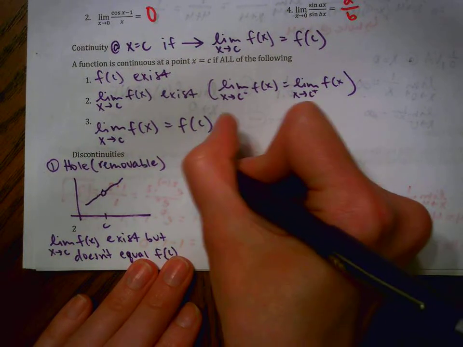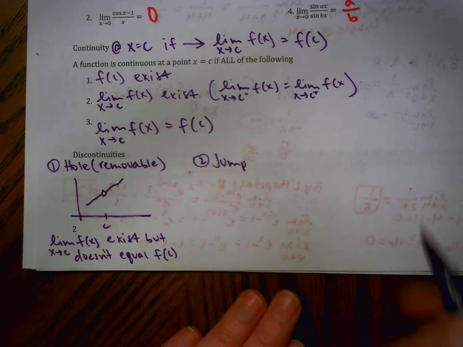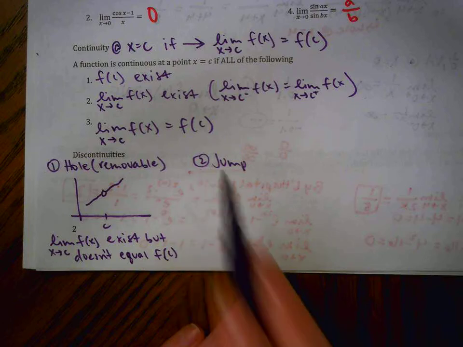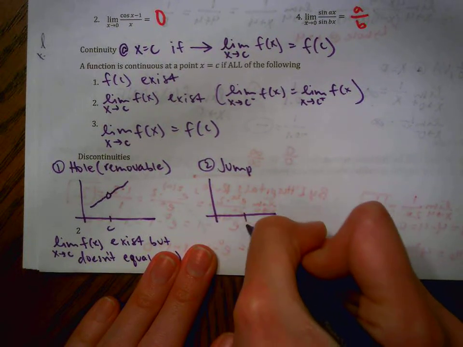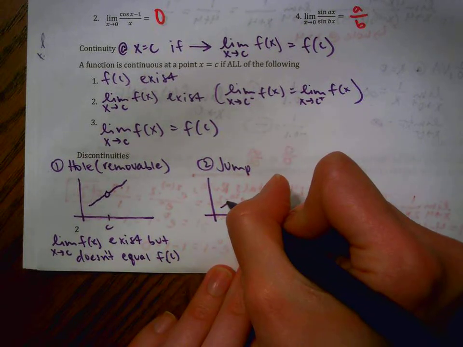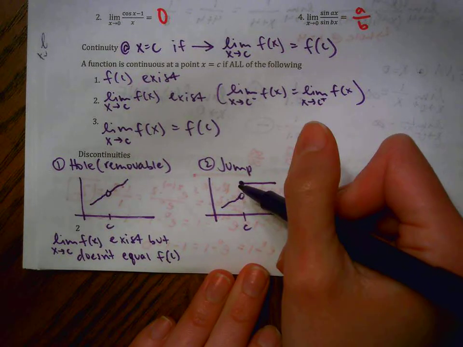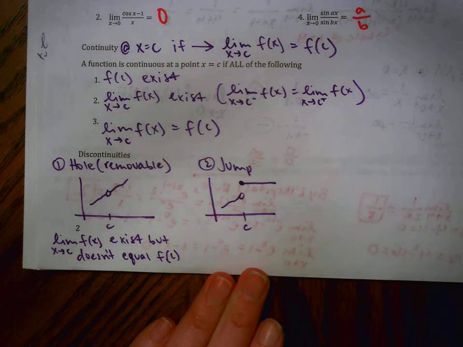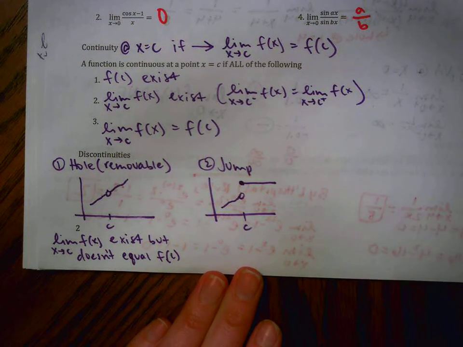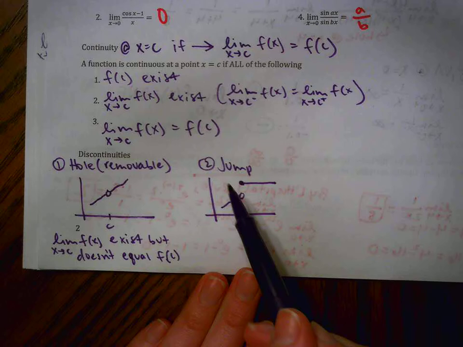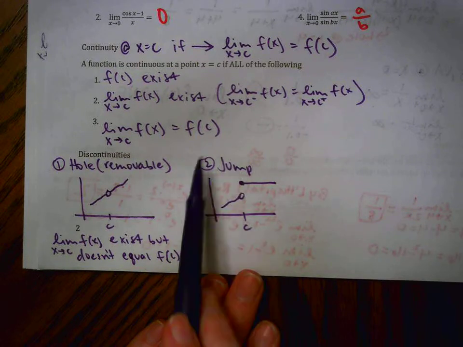The next one would be a jump, which this one and the next one are both non-removable, so I'm going to wait to label those together. What does a jump look like? If it was a jump at c, the left side and the right side jump y values at c. Those could both be open, both closed, one open and one closed. That part doesn't matter. It's the fact that you have to pick up your pencil and jump to another spot on the graph.